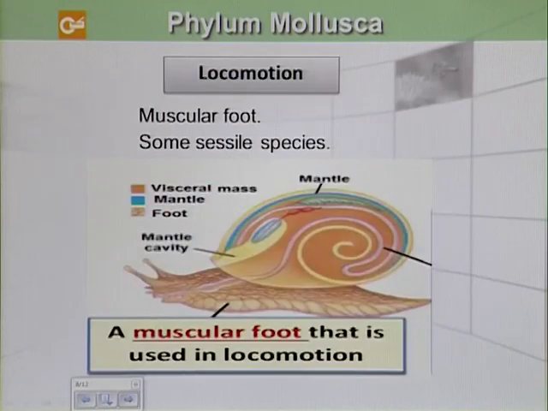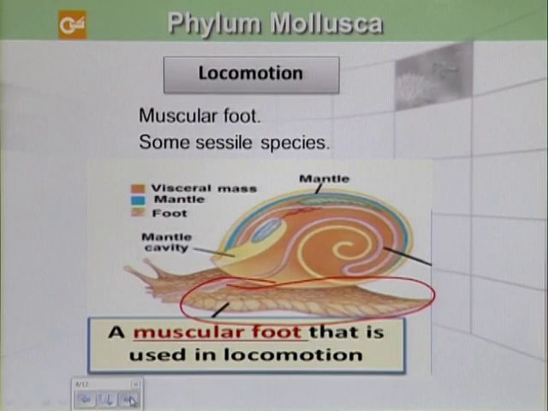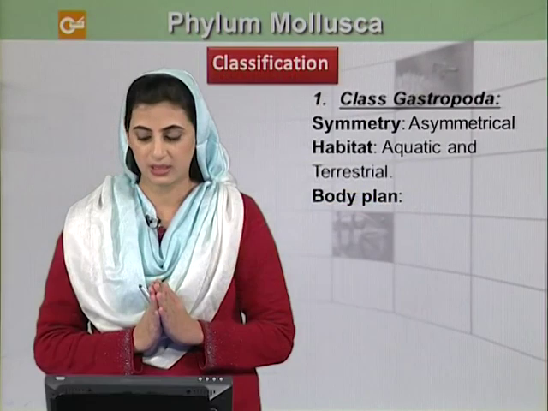Locomotion takes place with the help of this muscular foot which is present on the lower surface of the body, while some species are sessile, that is, they cannot even move. About the classification of mollusca, it is divided into 3 major classes.